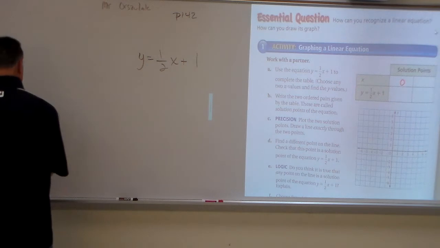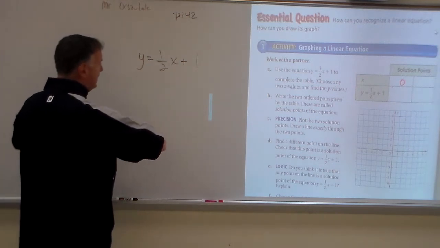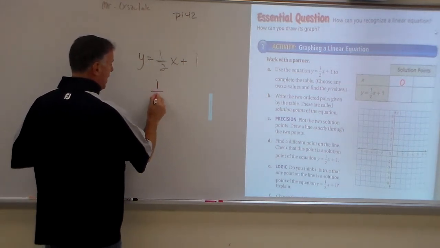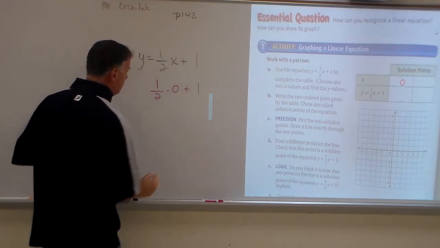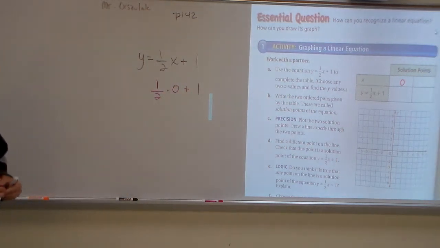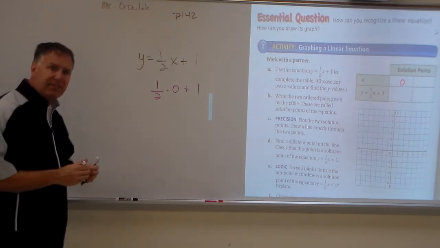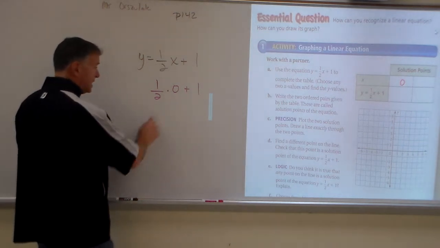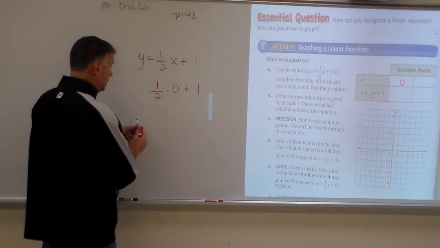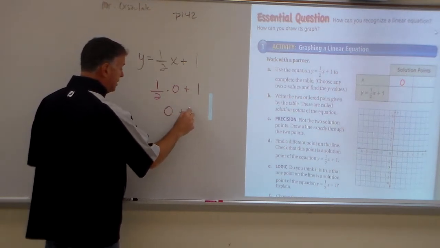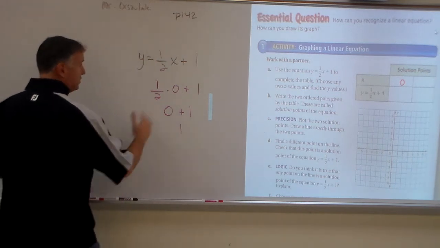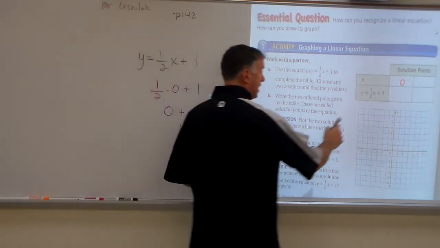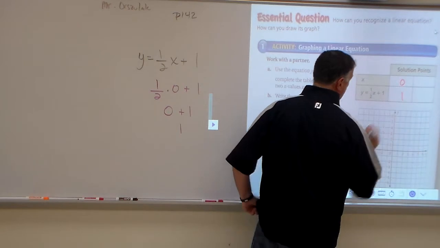So it says 1/2 times x. I told you that I was plugging in a 0. So 1/2 times 0 plus 1. What's half of 0? Half of 0 is 0. Anything times 0 is 0. So that's going to be 0, and 0 plus 1 is going to be 1. So when I plug in a 0 for x, the value of this equation is 1.